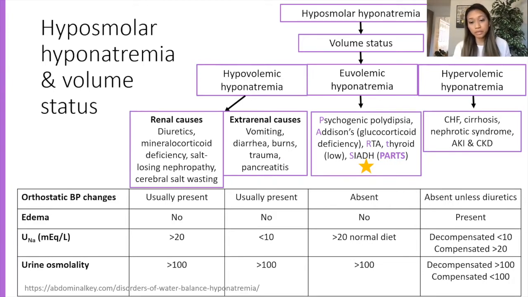And then for hypervolemic hyponatremia, this is congestive heart failure, cirrhosis, nephrotic syndrome, acute kidney injury, and chronic kidney disease. We don't have to go through the bottom as much, but you can tell if someone's underfilled if there's orthostatic blood pressure changes. Again, if they're underfilled, and if they're overfilled, there'll be edema. You can look at the urine osmolality if you want, but in the interest of time, we don't have to. So we can go next.